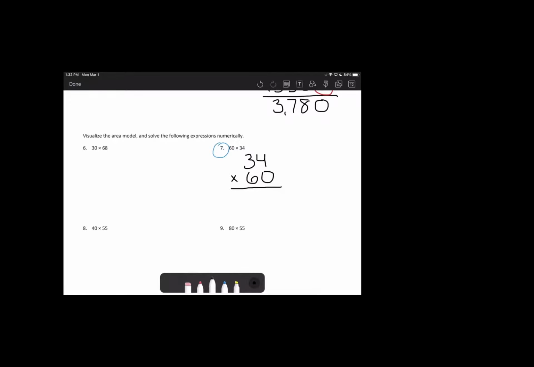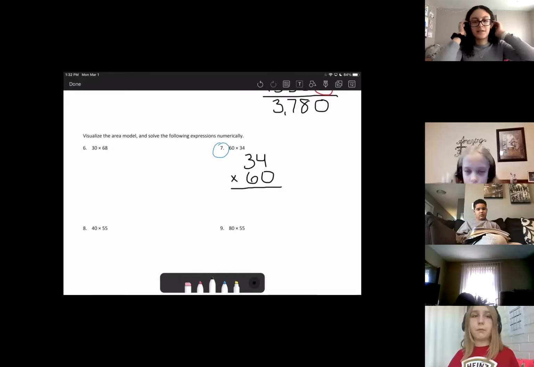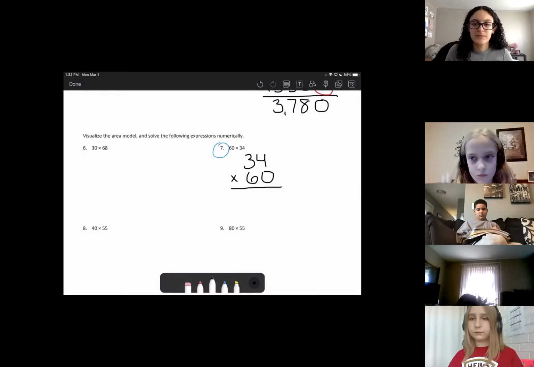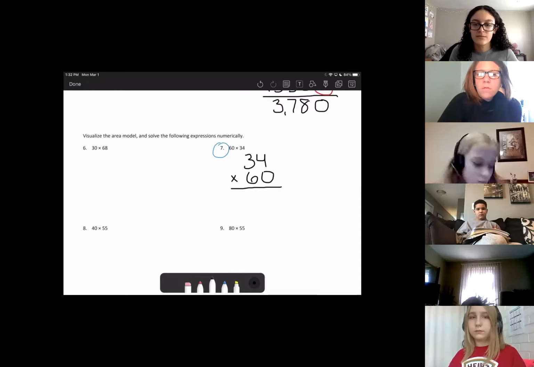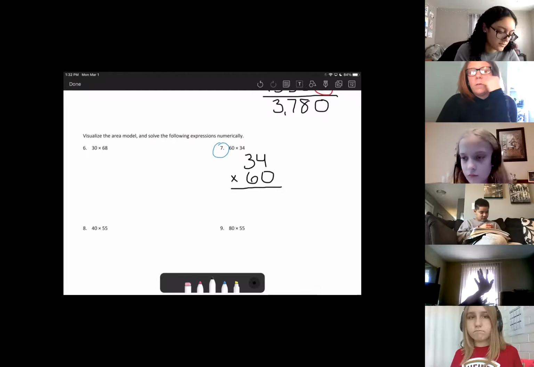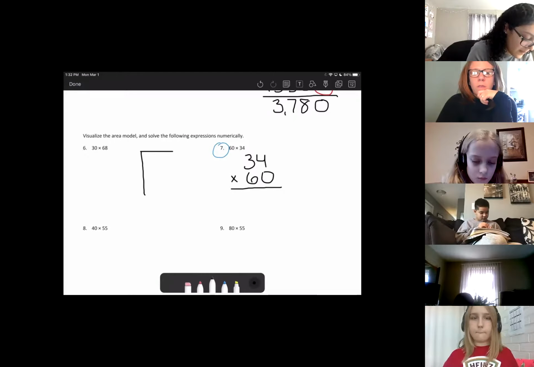Who wants to help Caliana out? What two numbers are we going to multiply to figure out the area of our smaller rectangle? Miss Camina, it might be helpful, instead of trying to visualize it, if you just sketch it out to the left so she can see it. That might be helpful since today's our first day trying these.